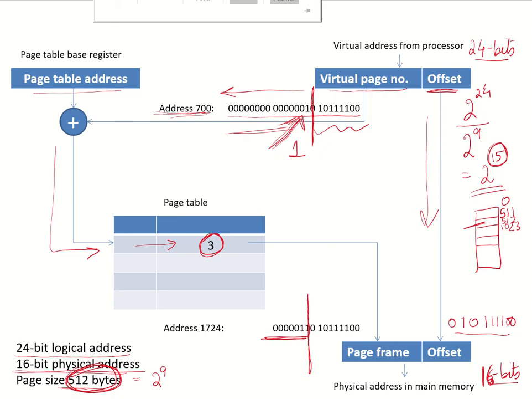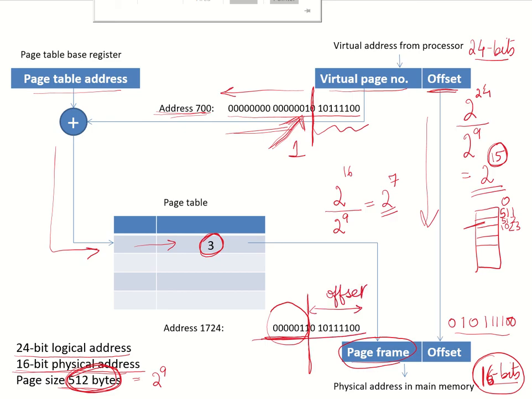How many bits are required for the page frame? The main memory address is 16 bits. That means 2 to the power of 16 bytes can be accessed. Divided by 2 to the power of 9, that means 2 to the power of 7 page frames are there. So 7 bits over here would represent the page frame. So the page frame along with the offset, they together form the physical address of the main memory.